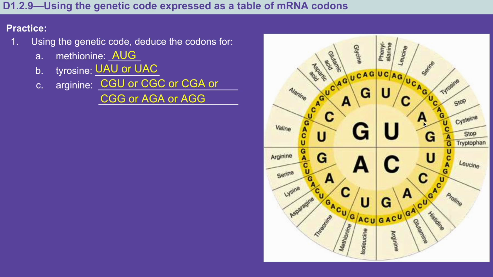UAU, and the answer would be tyrosine. Now you should be able to go backwards as well. If you're asked to deduce the codon for a particular amino acid, you should be able to list all of the codons that would code for it.